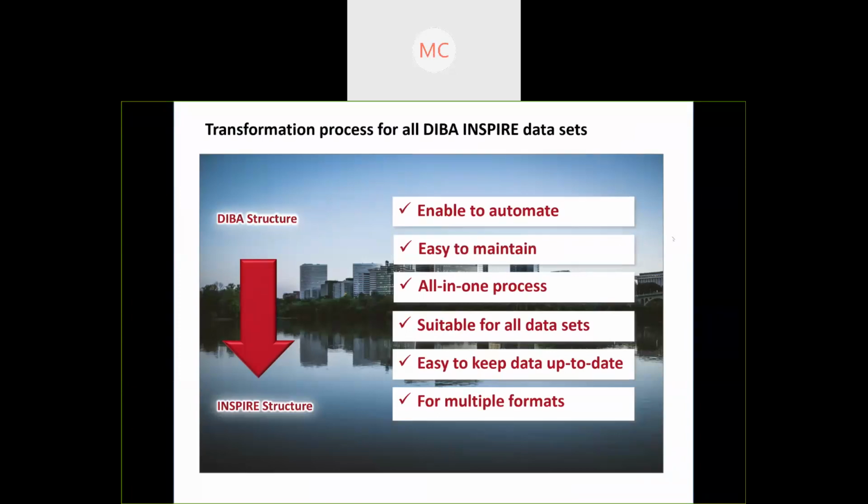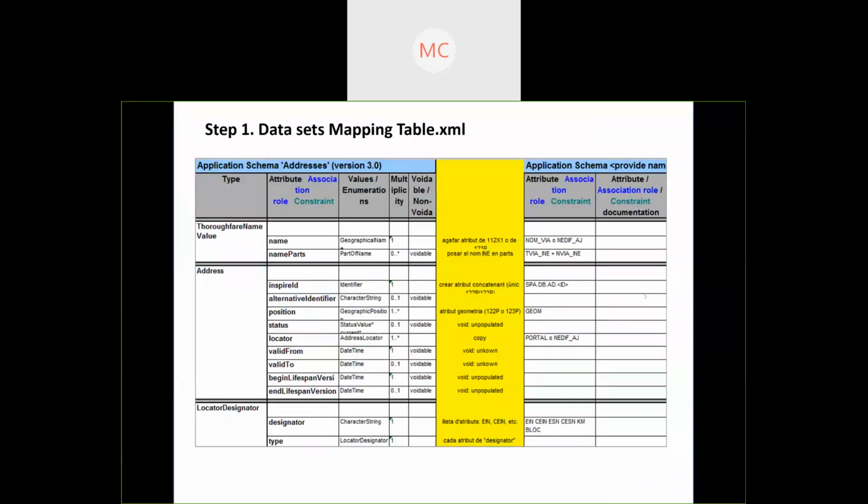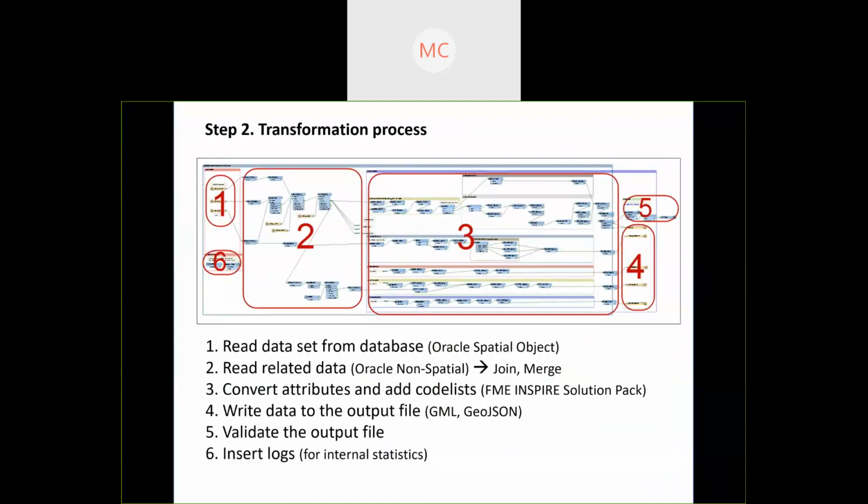Okay, thank you, Fina, and good morning, everybody. Well, we had the following requirements for this process. It had to be enabled to automate, easy to maintain, all in one process, suitable for all datasets, easy to keep data up to date, and for multiple formats. Next, please. The first step in this process is always to generate the mapping table for each dataset. Next, please.